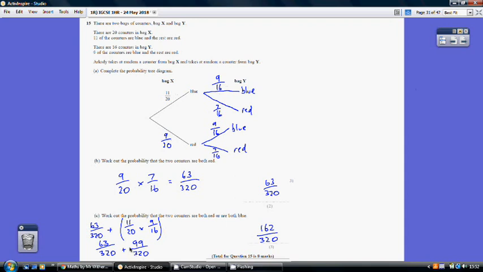Now we don't mind whether they're both red or both blue. Now remember, when it's an or, you add the probabilities together. We have a common denominator already, so just adding the numerators, 63 add 99 is 162 over 320. No need to simplify these answers because we're not asked to do so.